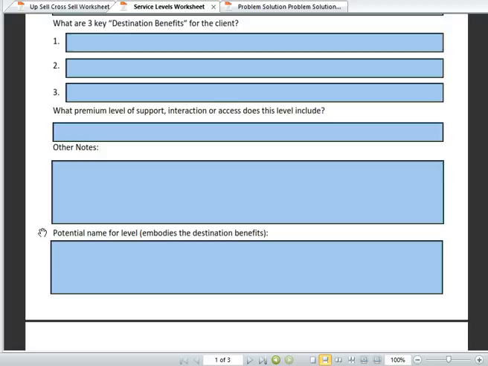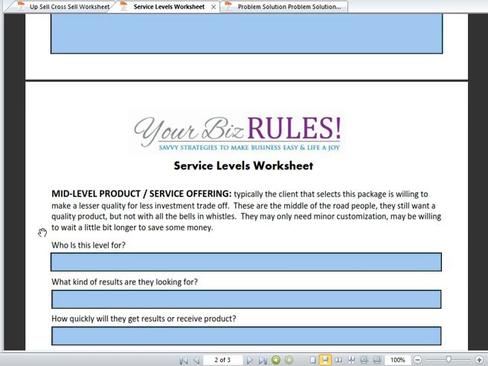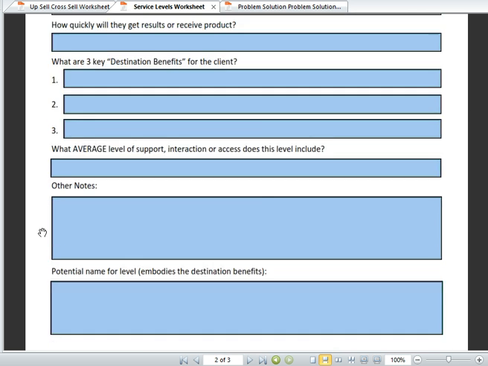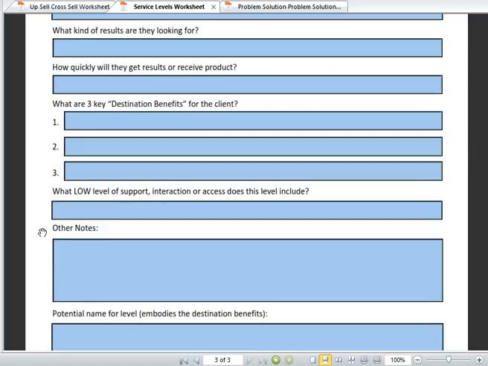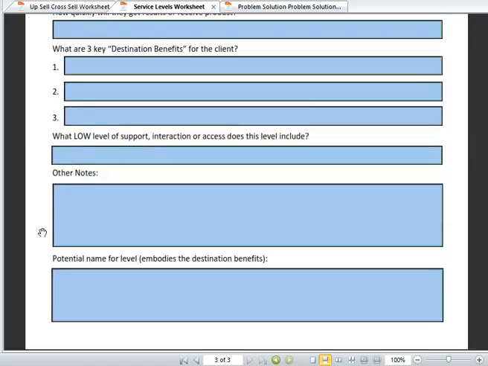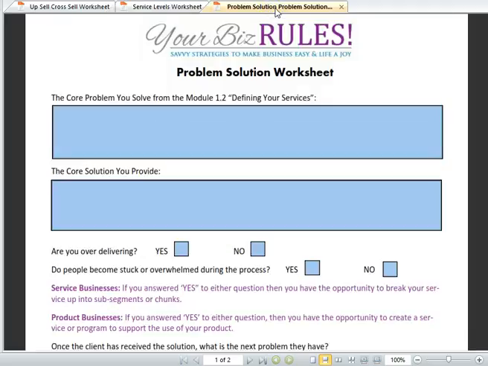That's when you'll have some of the most competition proof type of a product here. But you'll just go through the same thing with mid and then again with your low level product. Okay, pretty easy. Then our last worksheet is the problem solution.